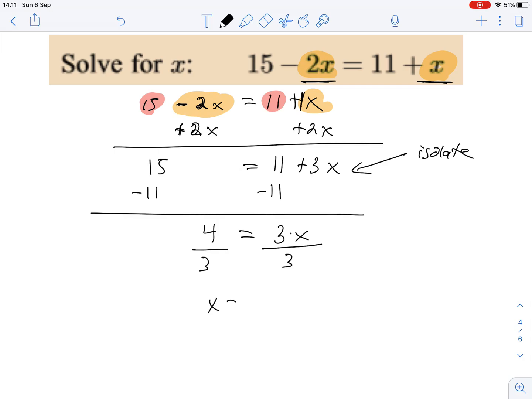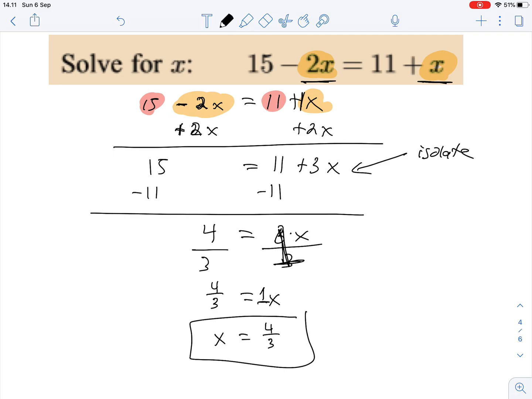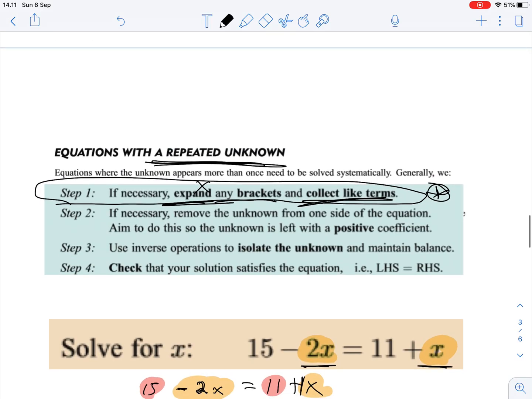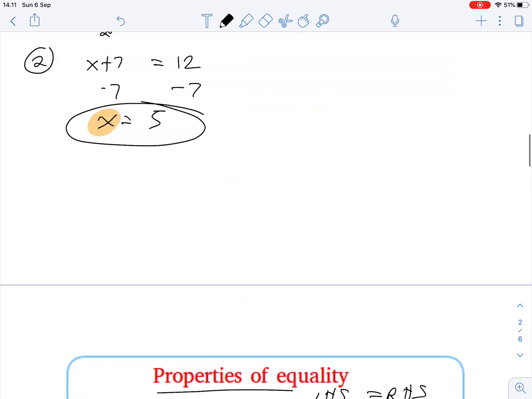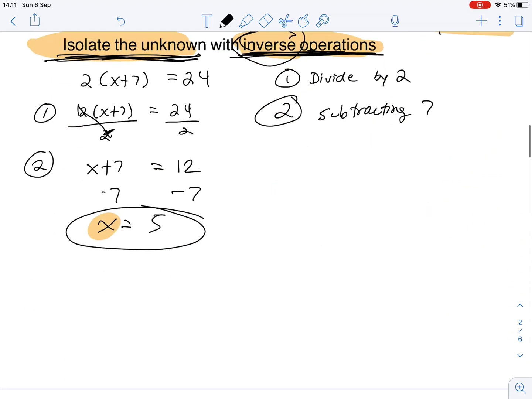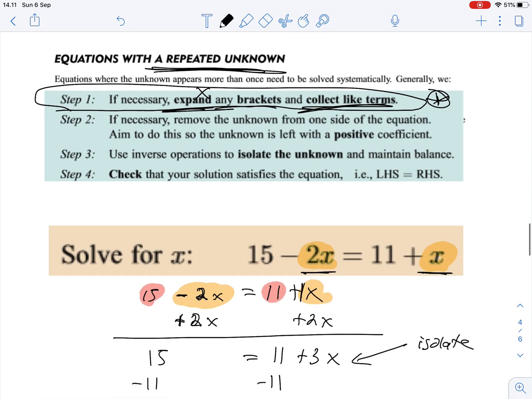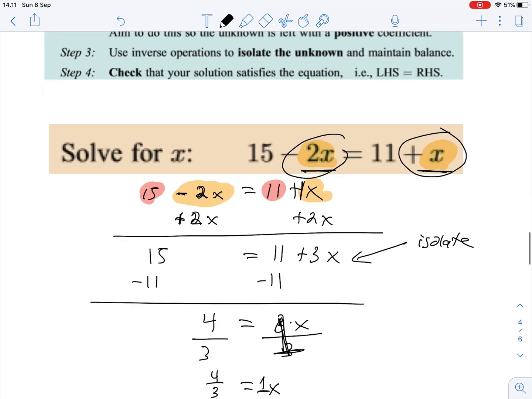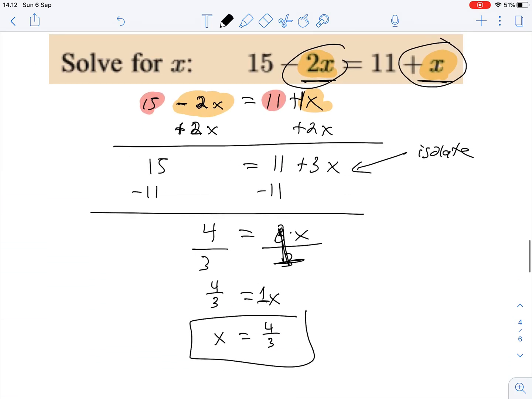So x is equal to... x, that goes to 1. We just want the value of 1x. 1x is equal to 4 over 3. You could also say x is equal to 4 over 3. These mean the same thing. So the only thing different between this example and the example up here is that you have an unknown on both sides of the equation. That's it for this lesson.